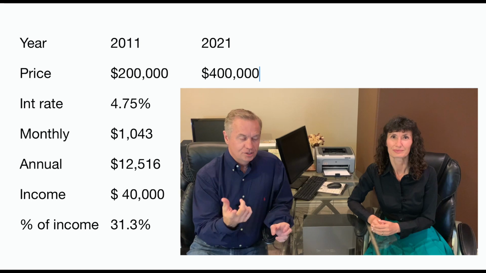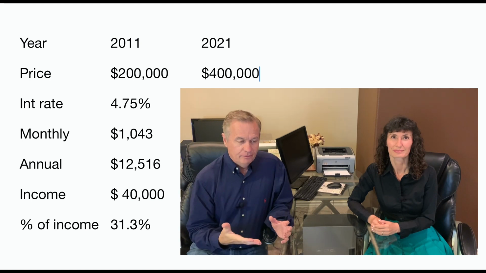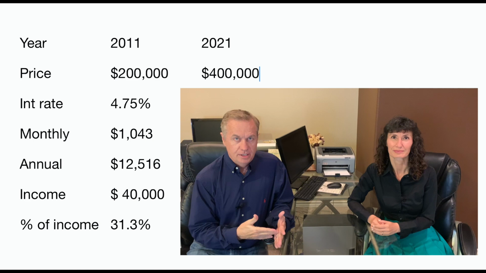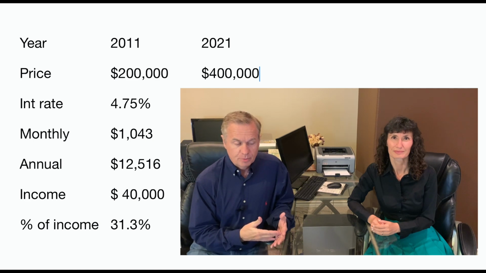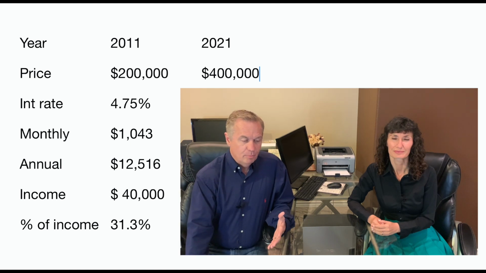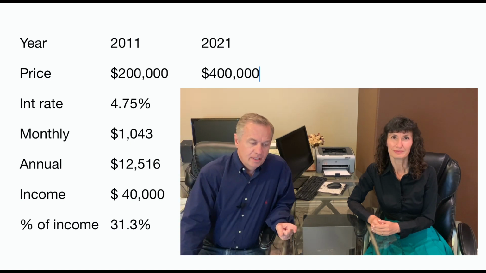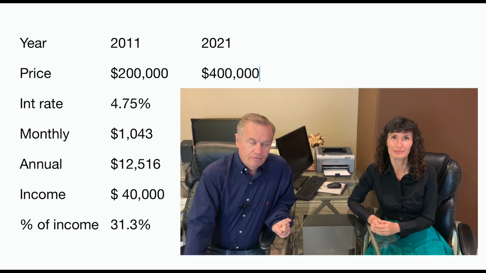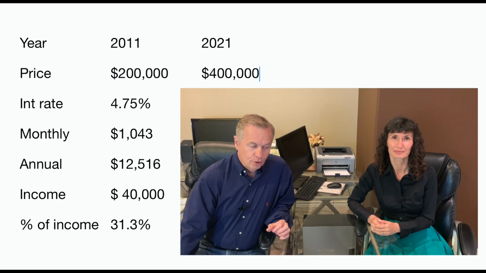Okay, so what we did is we're going to start with an example. Right here on the screen, you're going to see an example of a home purchase in 2011, which was 10 years ago, $200,000 purchase price. Interest rate at the time, about 4.75%. Your monthly payment, principal and interest, would have been $1,043. Your annual payment would have been $12,516, and at the time, the median income in the U.S. was about $40,000. So your percent of your income is 31.3%. So that's pretty reasonable.